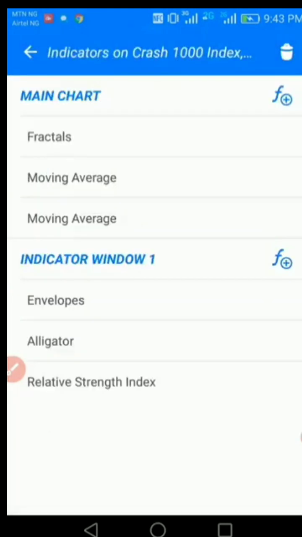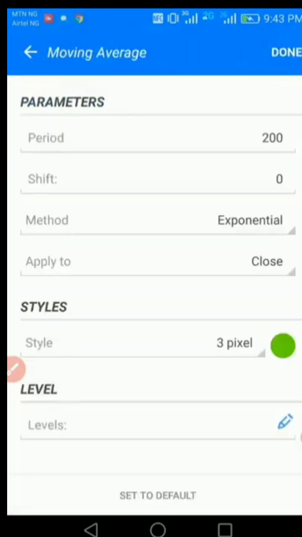Let me quickly give you the setting. The first moving average is EMA, period 200. Shift is 0. Method of course is exponential. Apply it to close. The style is 3 pixels. Color is green. I will advise you to use these colors that are here so that it would indeed be platinum cross for you.